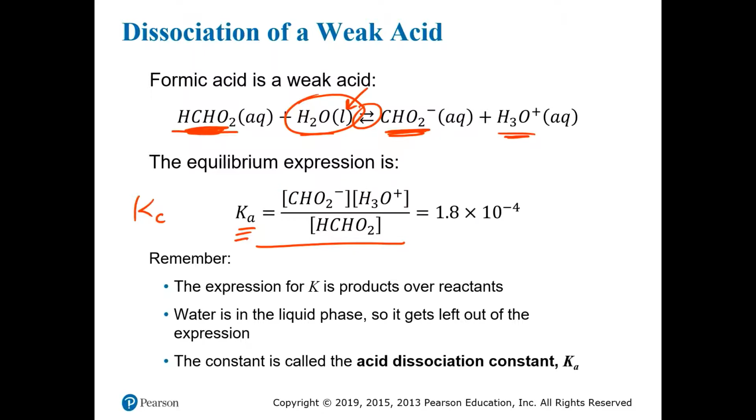This is an experimental value that we can measure, and when we do this, we find that formic acid has a dissociation constant of 1.8 times 10 to the minus 4. Obviously, this is a very small number. In fact, it's 0.00018, which is much, much less than 1, which is another indication that this is a weak acid.